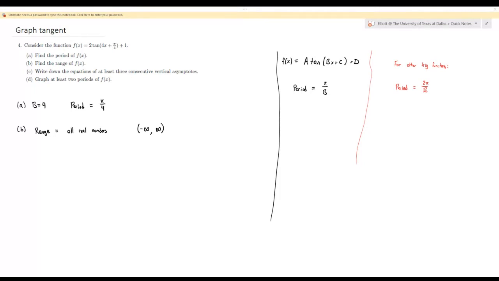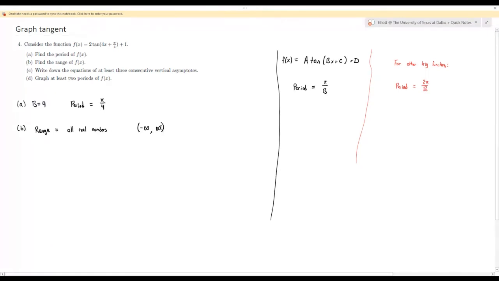I didn't quite write it down as a question, but in finding the domain of the tangent function, you probably want to find where the vertical asymptotes are. And then the domain is going to be wherever it doesn't have a vertical asymptote. So let's maybe talk about that part right now, since we're trying to find some equations of some of the vertical asymptotes, okay?